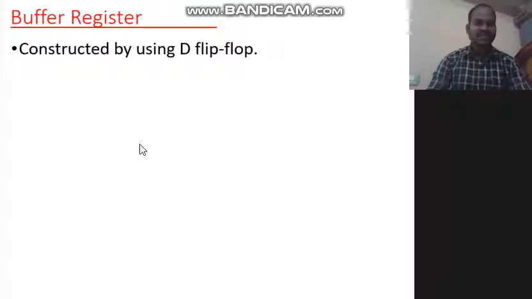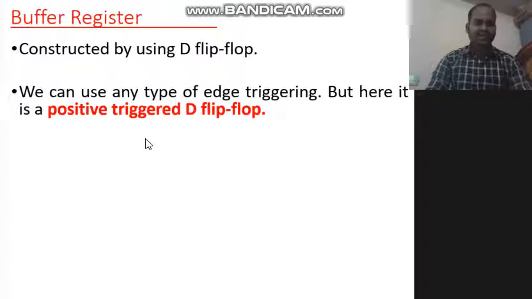Why? Because a D flip-flop is nothing but a data flip-flop. Whatever data we give at the input side, the same data will be present at the output. There is no modification in the data, just transfer from input to output. Here the register also has the same purpose. A register is used to store the data, not changing the data, so D flip-flops are suitable to design the registers. We can use any type of edge triggered, but here positive edge triggered D flip-flops are used.